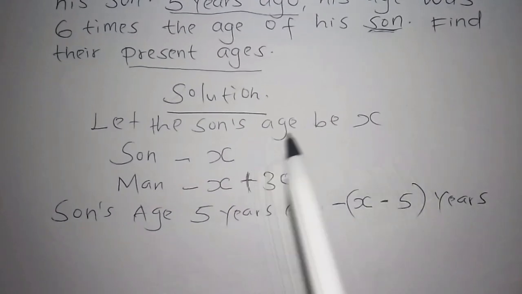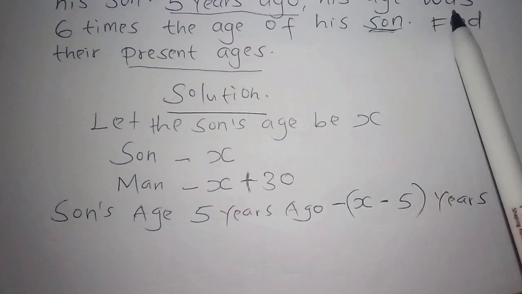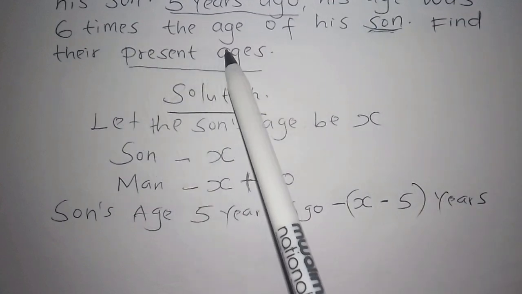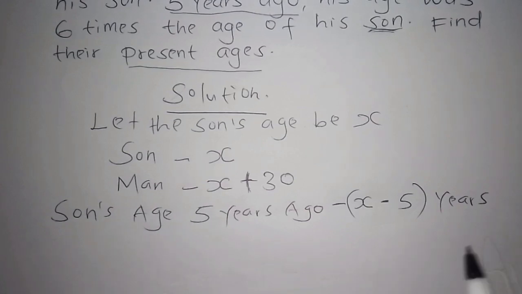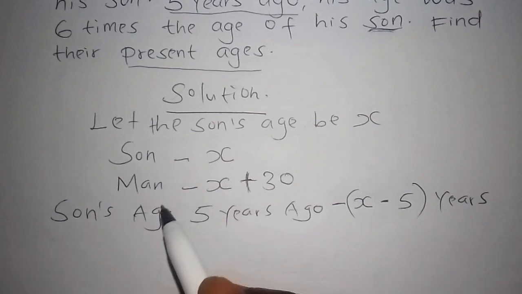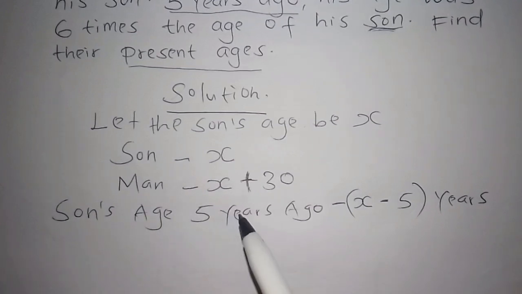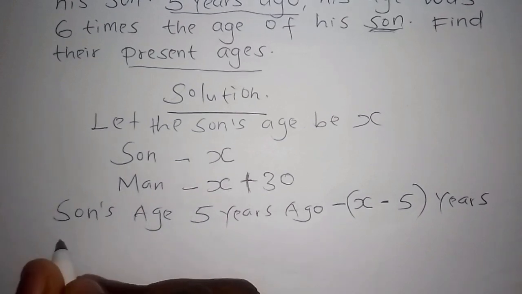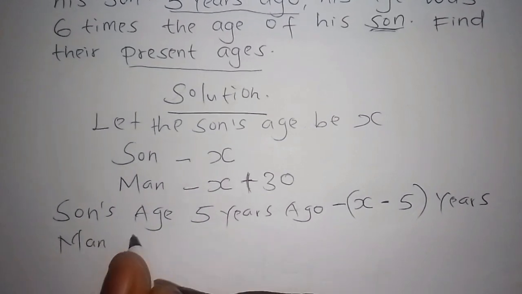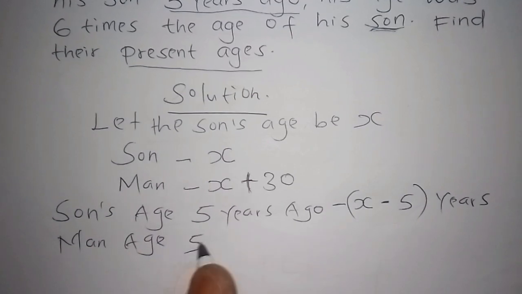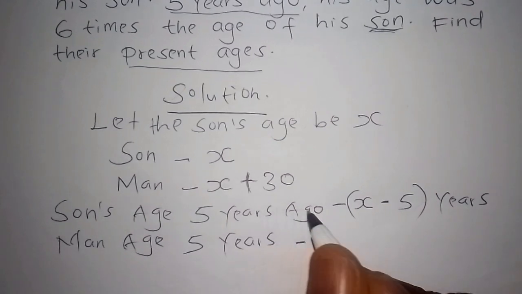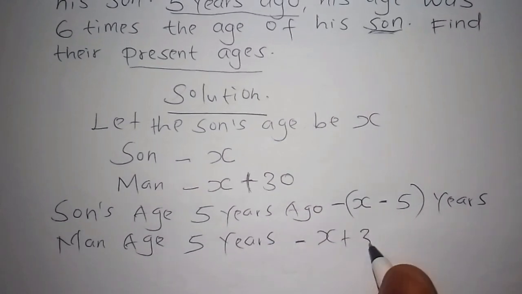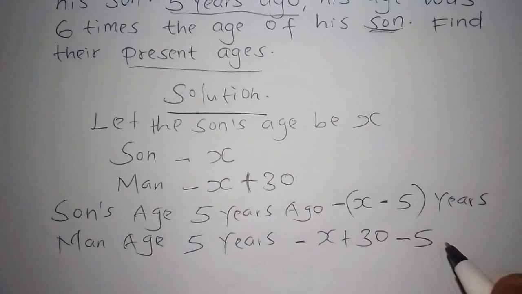We are told that the man's age was 6 times the age of his son. So what of the man's age? The man's age was 6 times that of the son. We have not yet calculated the man's age 5 years ago. So the man's age 5 years ago would be this x here plus 30 minus 5.